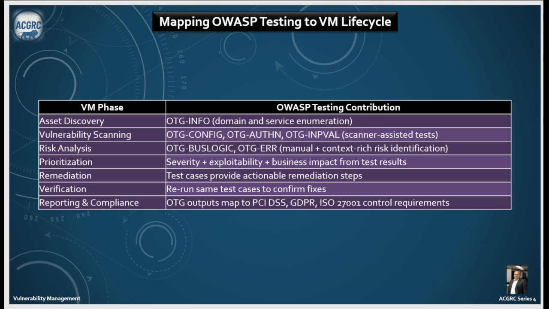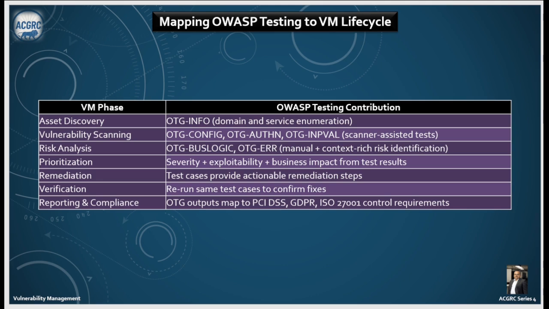Under the improve phase, from a VM perspective, it learns from past issues, enhances processes, and raises the security maturity level. From an OWASP perspective, it helps build secure development practices by educating developers and testers. It offers reusable tools like the ASVS, which is the Application Security Verification Standard, and the OWASP Top 10 as benchmarks. It encourages continuous improvement, not a one-time fix.